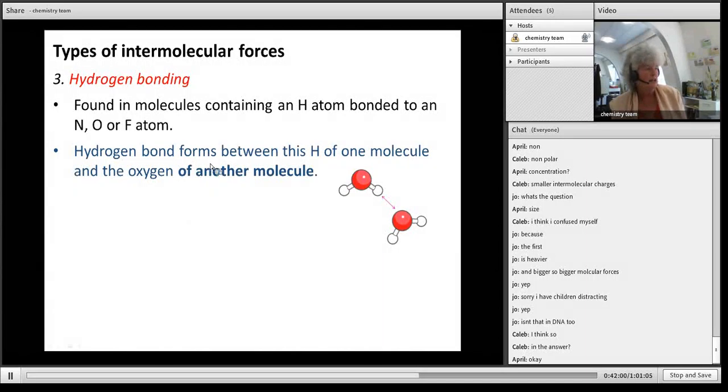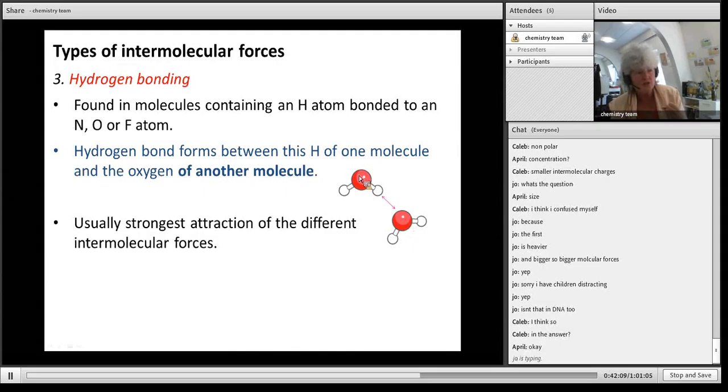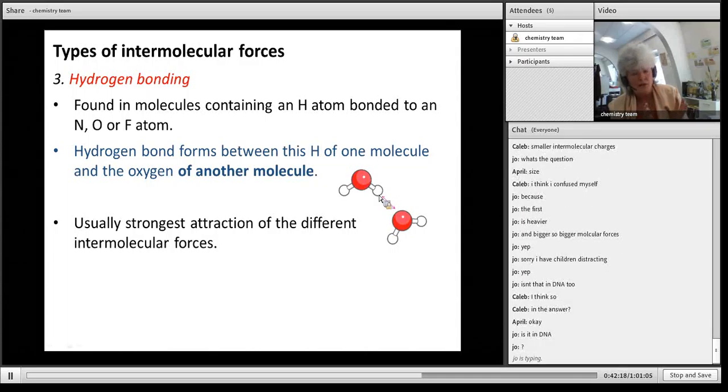Okay, and as I say, this is a very strong force of attraction because oxygen is a small molecule, extremely electronegative. Hydrogen, it's only got 2 electrons. Yes, it's in your DNA and so on as well. So it strips pretty much the hydrogen of its electrons. So you've got like a proton sitting there, totally positive. So it's very strongly attracted to the lone pairs of electrons around an oxygen.